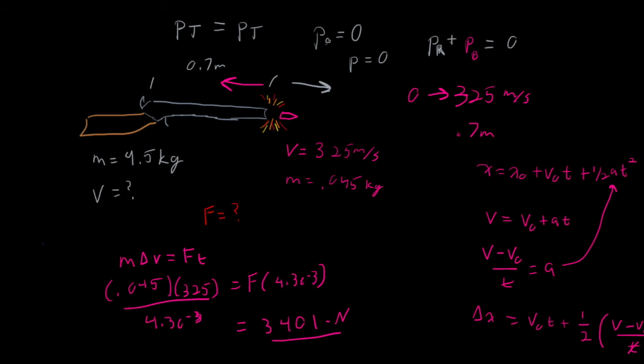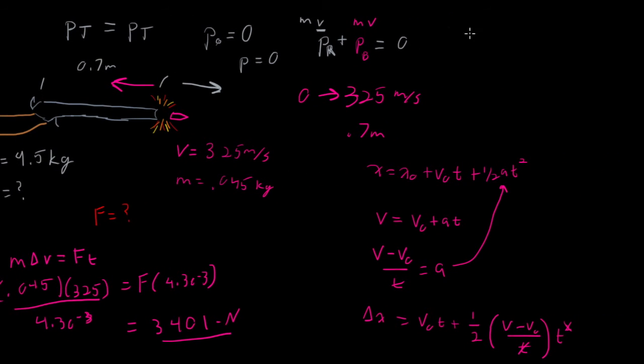And so I can easily calculate the momentum of the bullet. That's just going to be m times v. And the momentum of the rifle is also going to be mv. And the only thing I'm missing is that v. So let's write this down here. I'm going to have the mass of the rifle, 9.5, times v, plus the mass of the bullet, which is 0.045, times the velocity of the bullet, 325, being equal to 0.